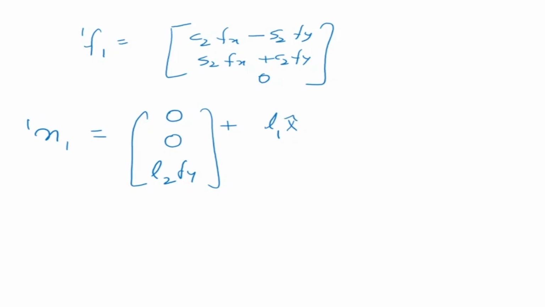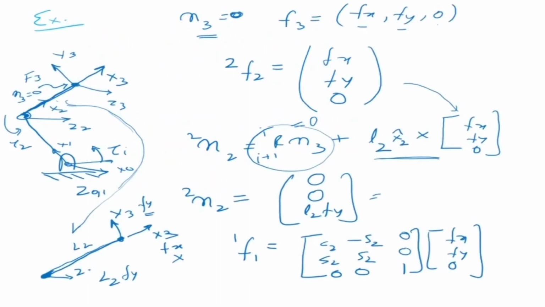Plus again there is a force which is acting on the origin of frame 2, which is going to cause a moment. So this is L1 cross Fy. Now this is because there is a force acting on the origin of frame 2. So this will cause a moment on frame 1.